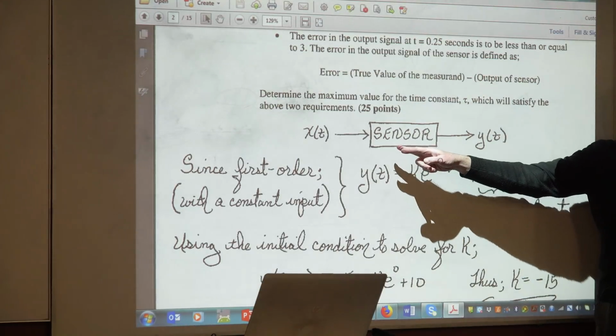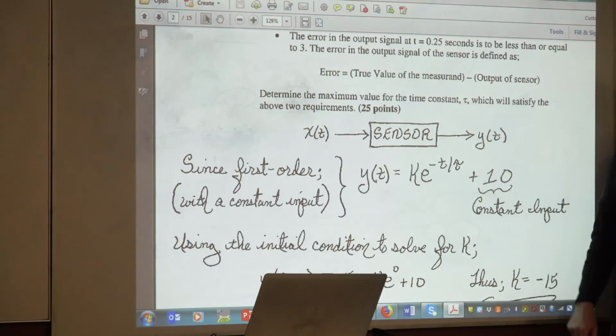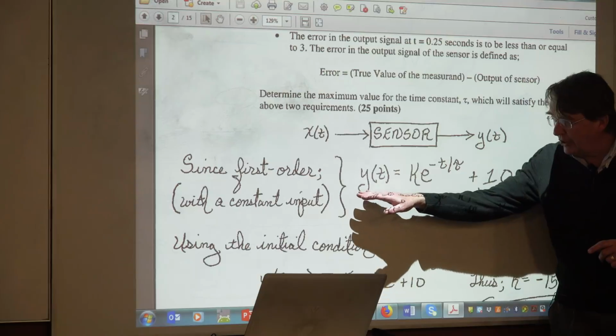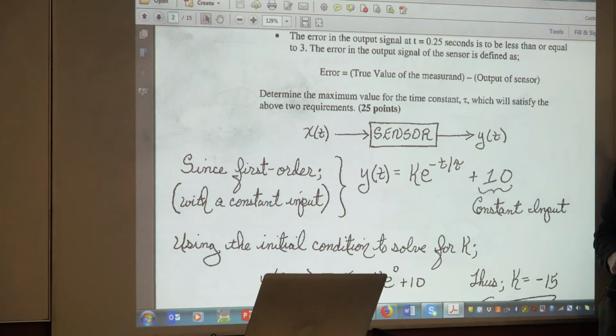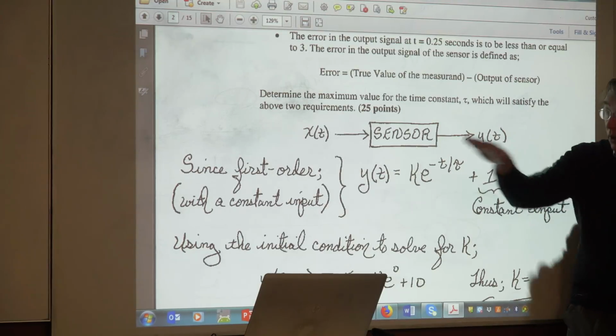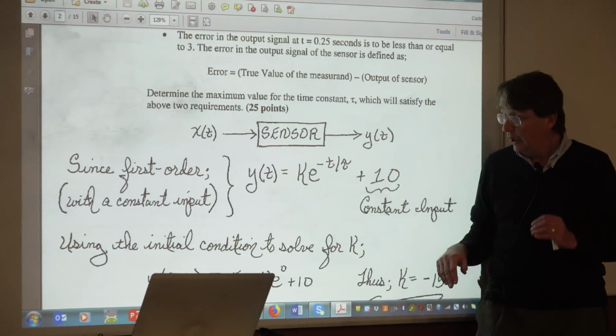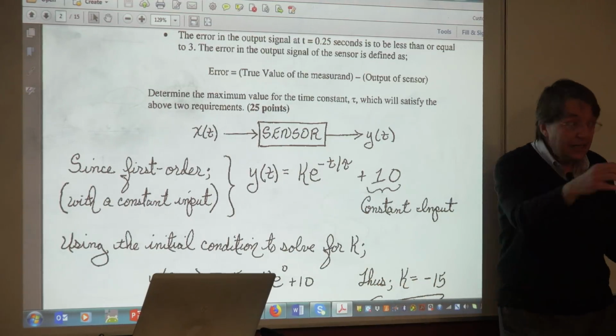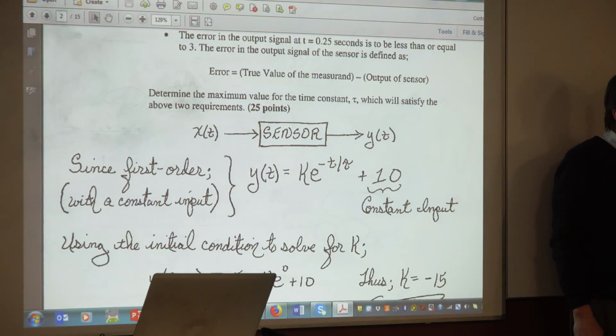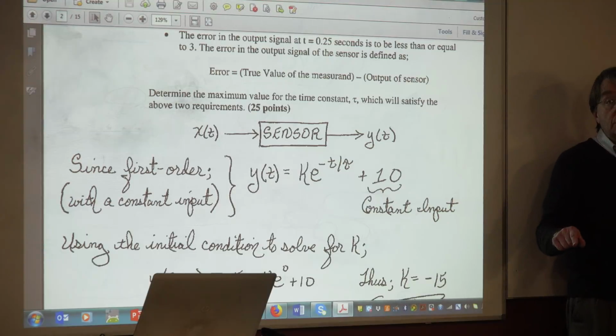Here's the sensor. Input is x of t, output is y of t. Now, this you have to know from first order. Y of t, the output, is K e to the minus t over tau, plus the constant input. Because if it's a constant input, we're going to eventually get there. So this equation, I need you to know for the exam. K e to the minus t over tau plus the input, which becomes the final value.